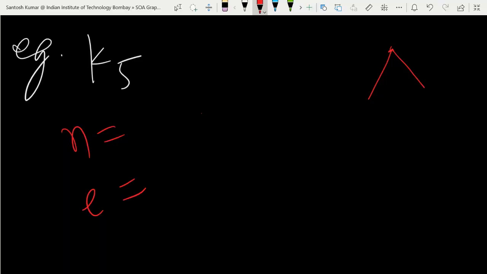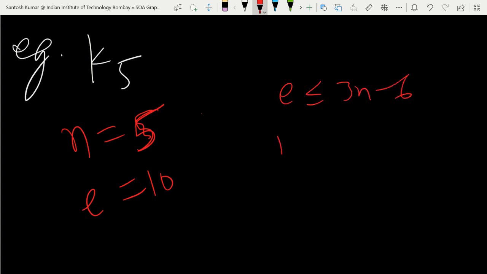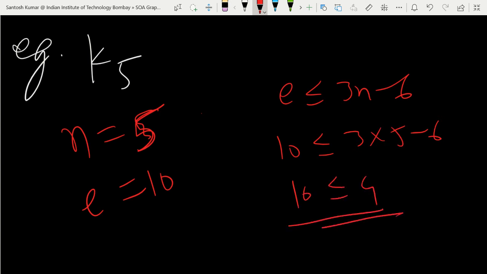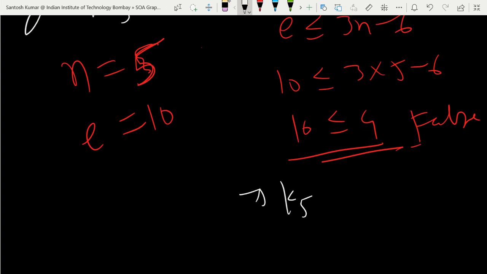10 edges, 5 vertices. Okay, so let's check that result. For planar it was E is less than or equal to 3n minus 6. But here you see 10 is less than or equal to 3 times 5 minus 6, so 10 is less than or equal to 9. It doesn't hold actually. So this is false, which means K5 is non-planar.